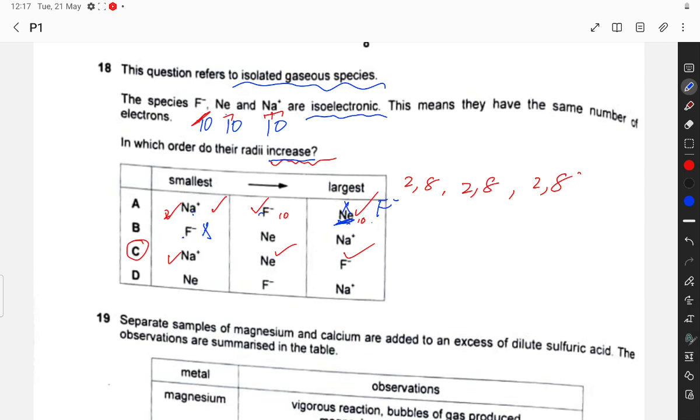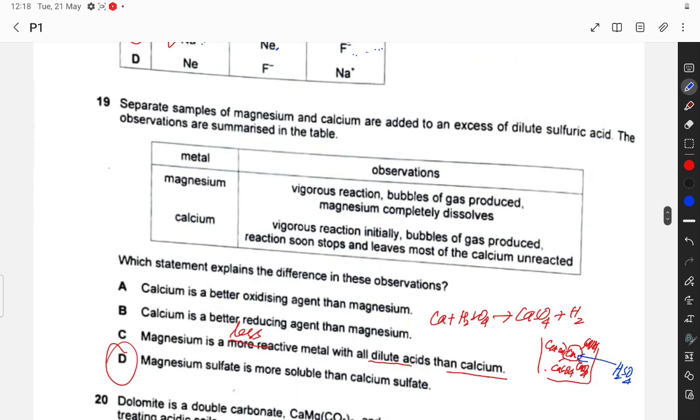Fluoride has the largest radius, neon, and sodium is the smallest. So sodium has the smallest, then after sodium there will be neon, and fluoride has the largest ionic radius. So that's why option C is the correct option.